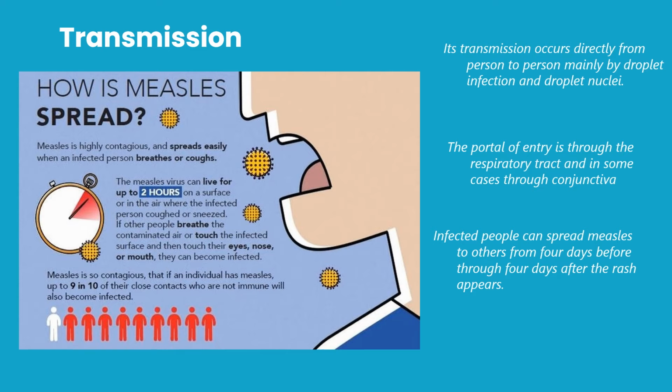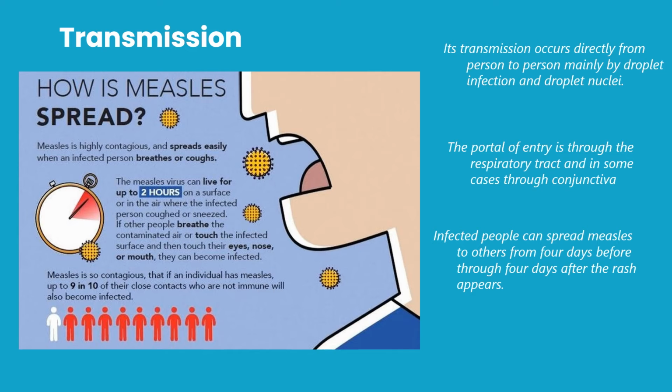How is measles spread? Measles is highly contagious and spreads easily when an infected person breathes or coughs. The measles virus can live for up to 2 hours on a surface or in the air where the infected person coughed or sneezed. If other people breathe the contaminated air or touch the infected surface and then touch their eyes, nose or mouth, they can become infected. Measles is so contagious that if an individual has measles, up to 9 in 10 of their close contacts who are not immune will also become infected.